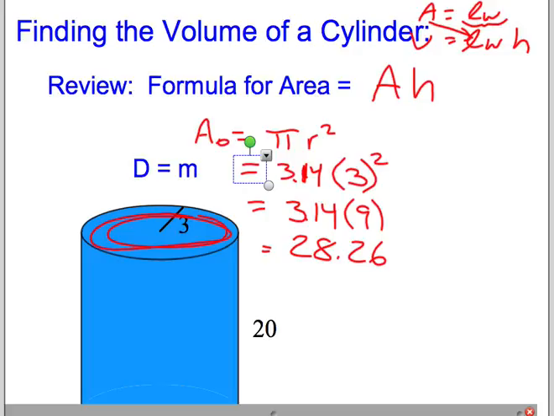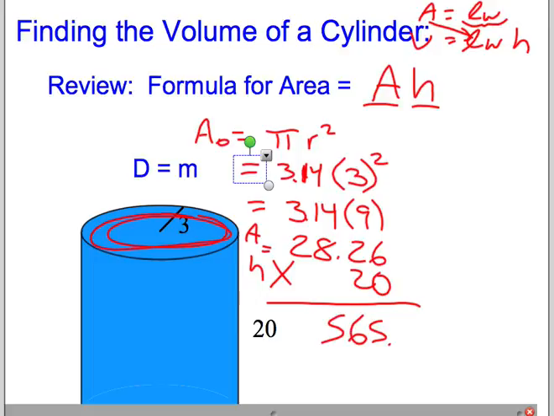What do we need to do to find the volume then once we find the area? Times it by its height. We found the area. We're going to take it times the height. The height is 20. So I'm taking my area times my height of 20. Again, just using the calculator. Keep it simple.